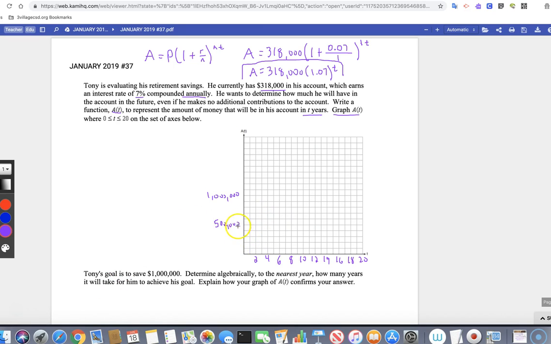So we have at 0, we have a value of 318,000. At 2, we're at 364,000. At 4, we're at 416,000. At 6, we're at 477,000. At 8, we're at 546,000. At 10, we're at 625,000.